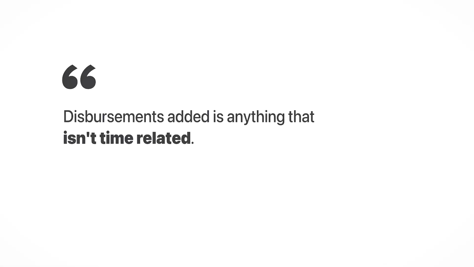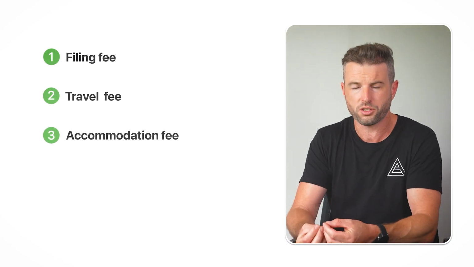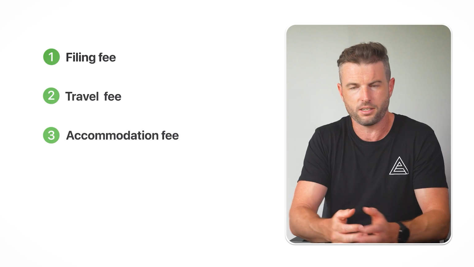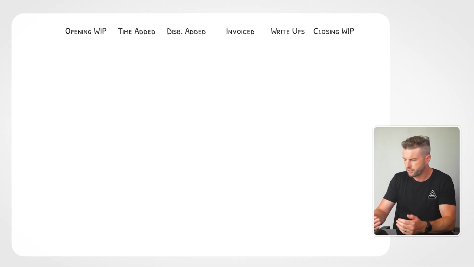Now, disbursements added is anything that isn't time related. So that could be a filing fee, it could be travel, it could be accommodation, anything we accumulate that is a cost that we're going to on-charge to the client that isn't necessarily time. So that's the formula here, and let's add some numbers.